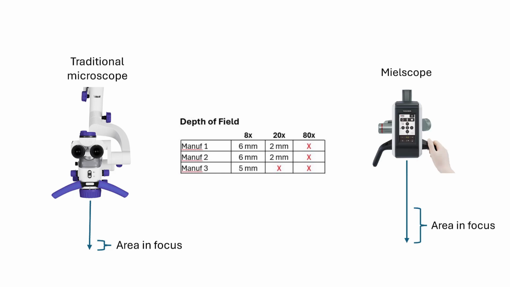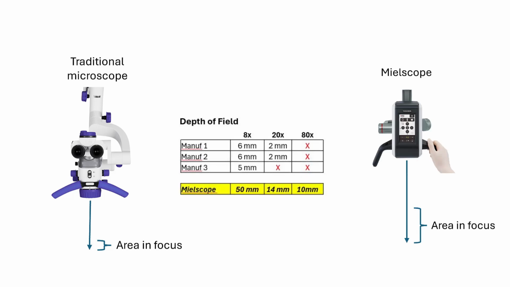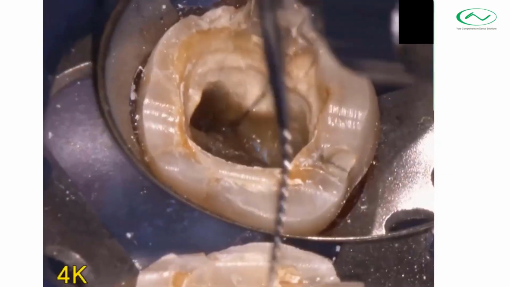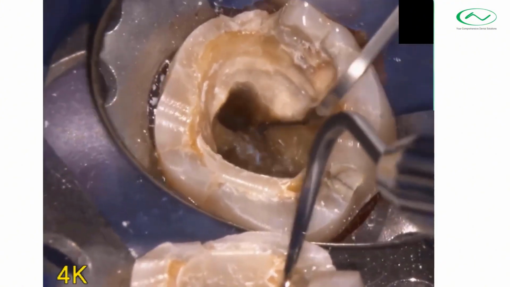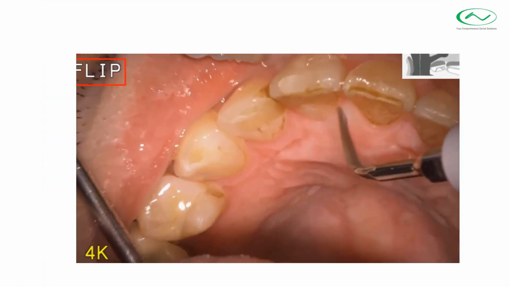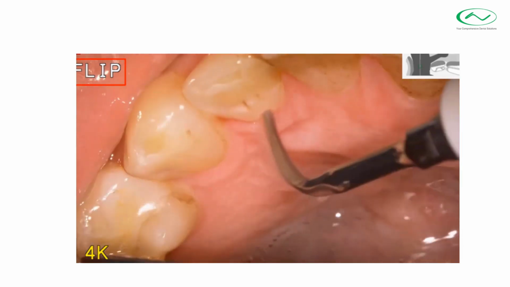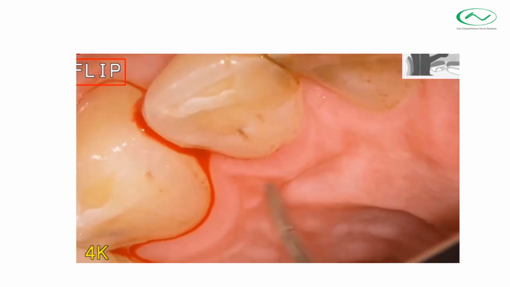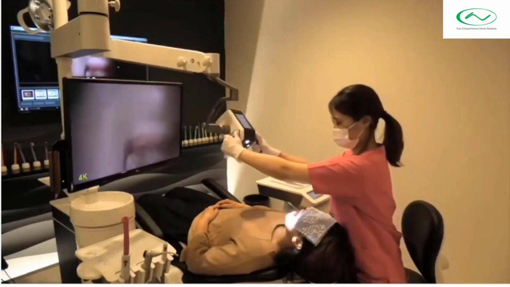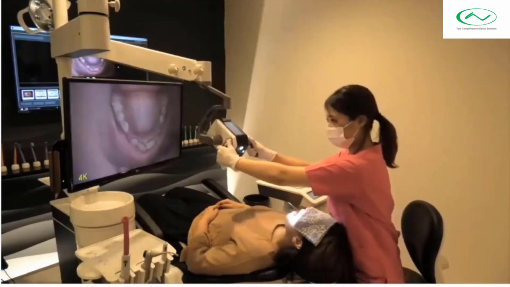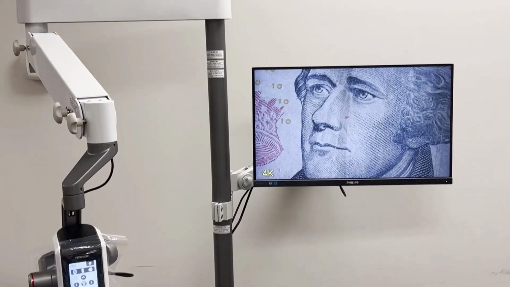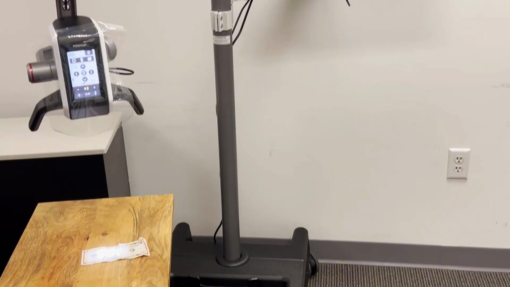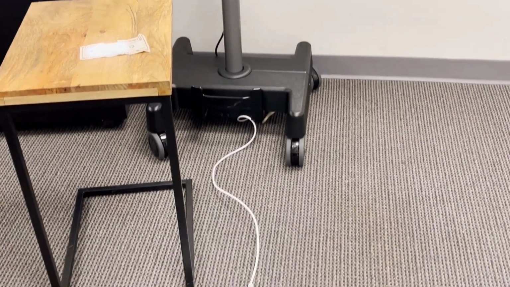The Mielscope, on the other hand, has dramatically larger depths of field at these different magnification levels. This is important because this large depth of field, in combination with the magnification levels and the 4K resolution that a Mielscope offers, means that doctors are able to see fantastic detail across the entire field of view. However, this is also a large reason why the system is so easy to use as compared to a traditional microscope that has very little room for error in positioning of both the scope and the anatomy.